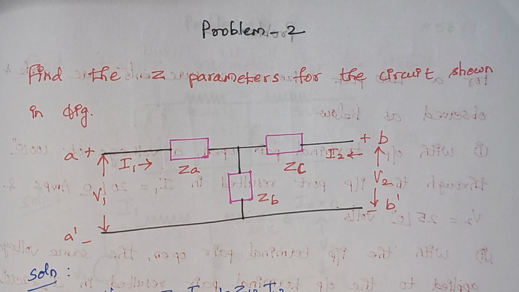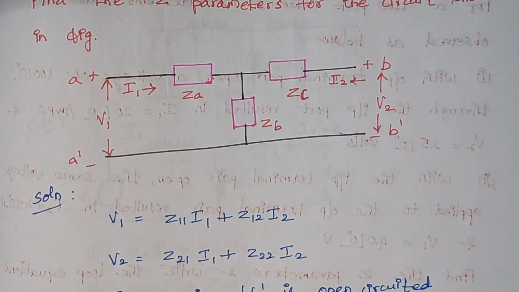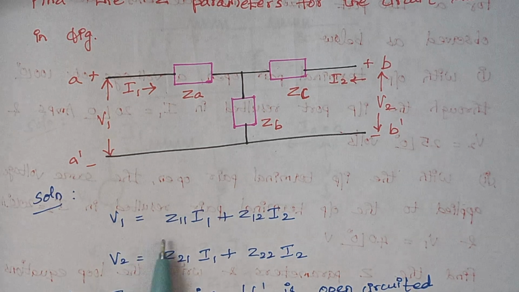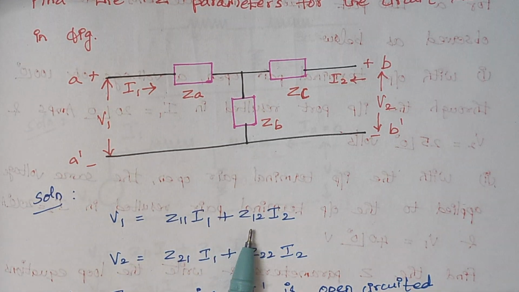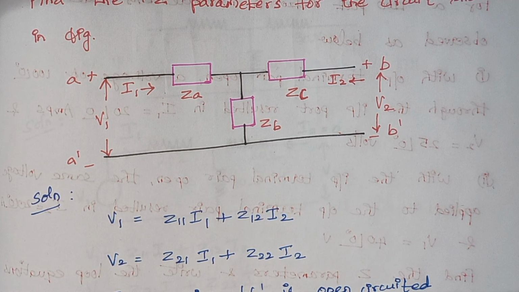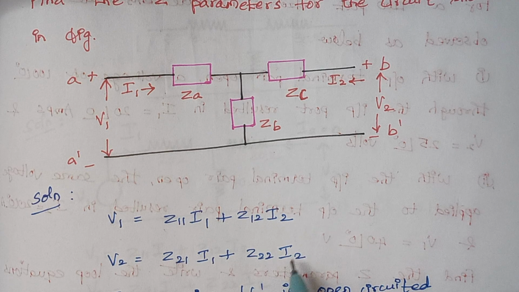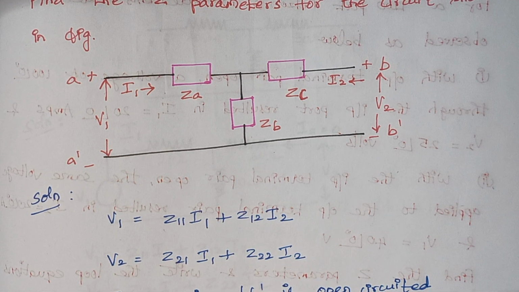So what are all the Z parameters? Again we have to go by the basic equation. So what is the basic equation here? The equation is V1 is equal to Z11 I1 plus Z12 I2. And here V2 is equal to Z21 I1 plus Z22 I2. So here we are asked to find the Z parameters. So what are all the Z parameters? Z11, Z12, Z21 and Z22 are the Z parameters.